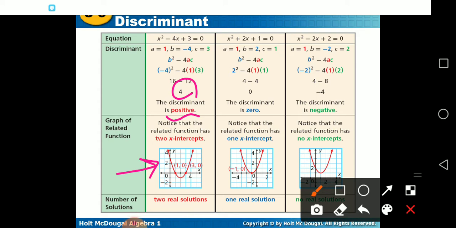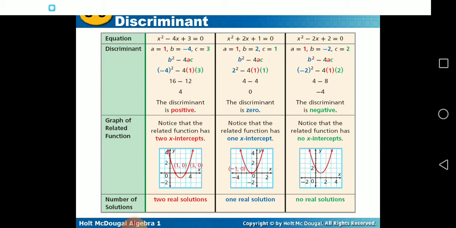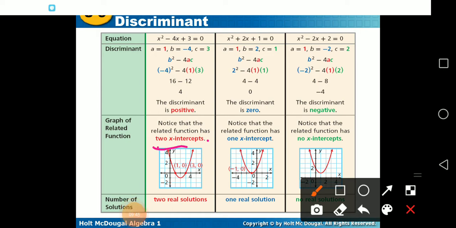Which means the graph looks like this. The function has two x-intercepts, so I have two real solutions. What about when a equals 1, b equals 2, and c equals 1? Then b squared minus 4ac gives me 2 squared, 4, minus 4, which gives me 0.